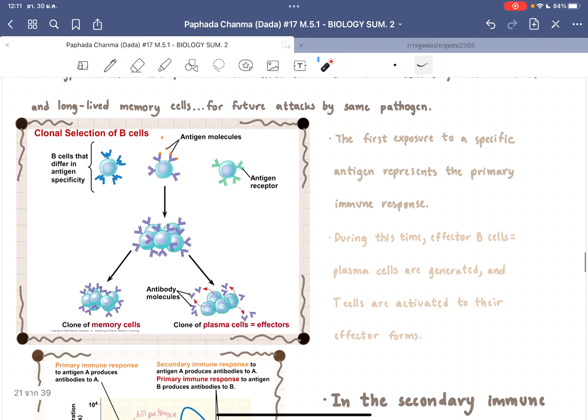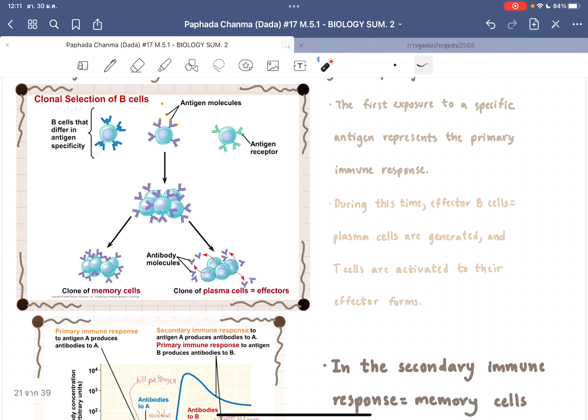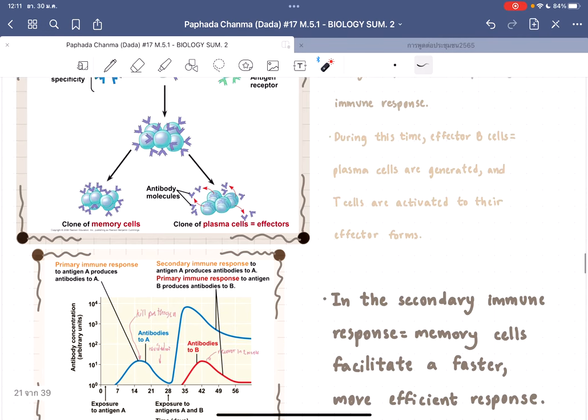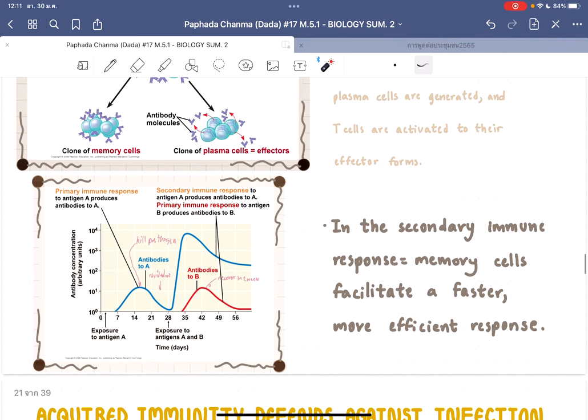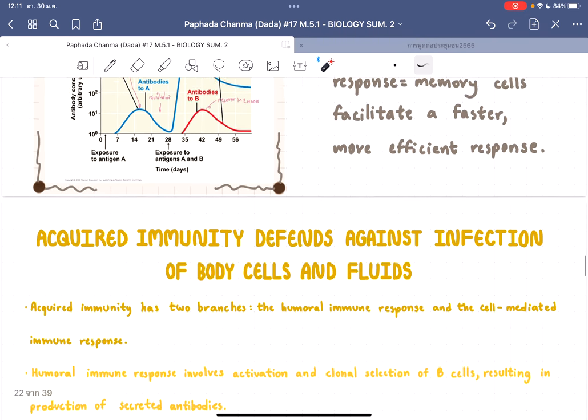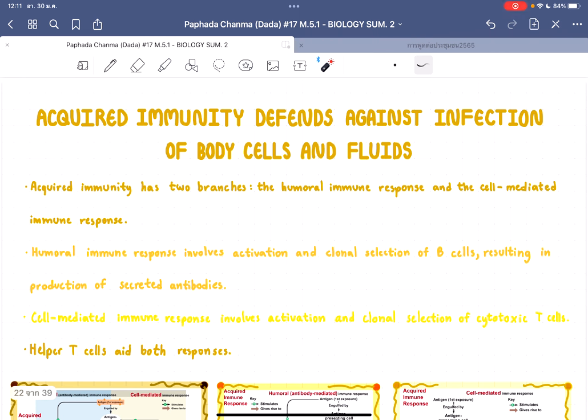The first exposure to a specific antigen represents the primary immune response. During this time, effector B cells, equal to plasma cells, are generated, and T cells are activated to their effector form. In the secondary immune response, the memory cells facilitate a faster, more efficient response. Acquired immunity defends against infections of body cells and fluids. Acquired immunity has two branches: the humoral immune response and the cell-mediated immune response.